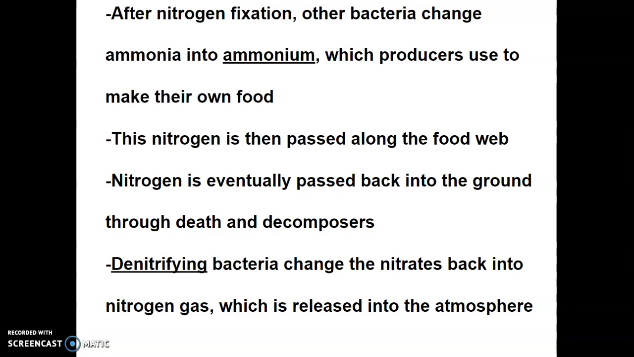Eventually, though, the nitrogen gets passed back into the ground. How does it do that? By things dying, decomposers. And the nitrogen that's found in the soil, how does it get back to the atmosphere?